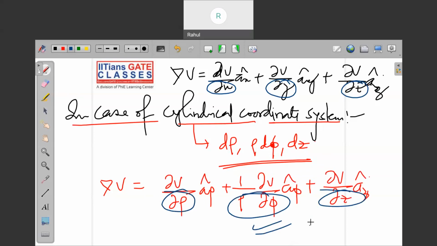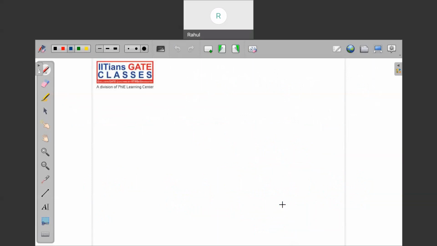So this is how we can keep it in mind, and whenever the scalar function is given in terms of the cylindrical coordinate system, if they are asking you to compute the gradient of that scalar function, what you have to go for is this expression. The only thing you need to keep in mind is the differential length: d rho, rho d phi, and dz.